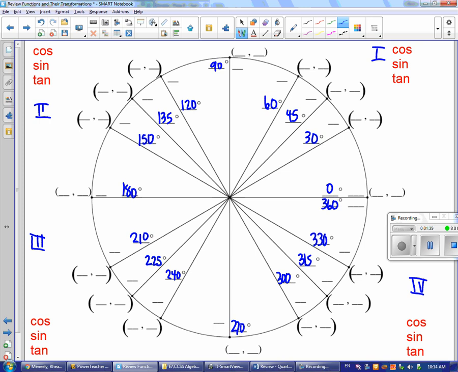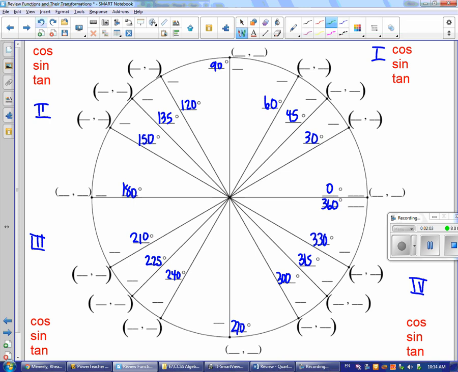Remember, if you have a positive angle, you're going counterclockwise around the unit circle. If I were going, for example, in this direction, this would be a negative 30 degree angle. And there are some problems on the quarterly assessment that refer to negative angles, so just be careful. Let me erase that.